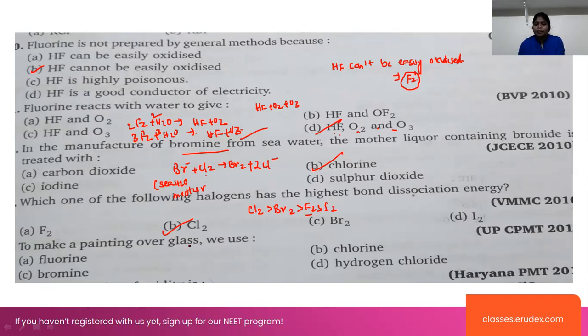Next one is, to make a painting over the glass, generally we use fluorine here, because the fluorine cannot attach to the glass very fast. So for this purpose, to make a painting over the glass, we are using fluorine here.